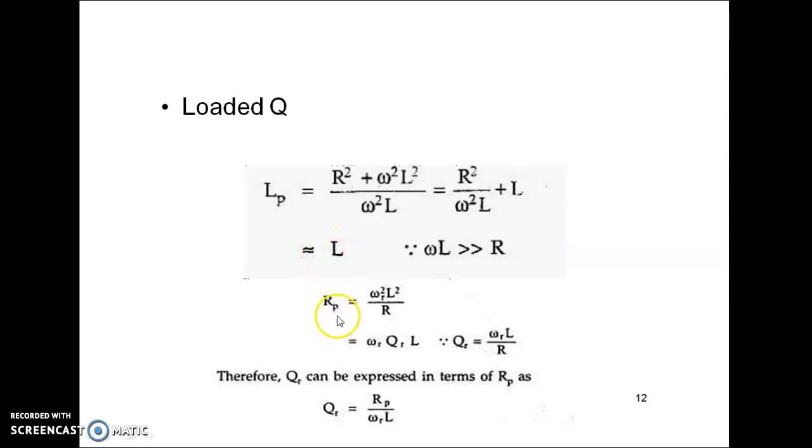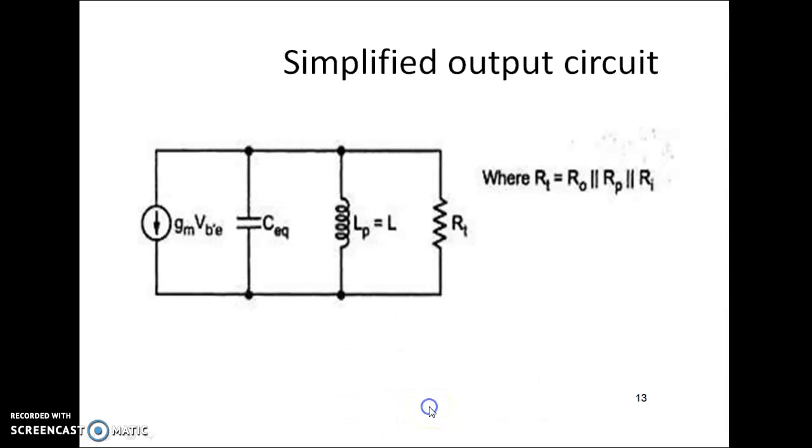And what is my RP? My RP is (R square plus omega square L square) by R, which can be rewritten as omega square L square by R. We know that the quality factor is given by omega L by R. Here this capital R will be nothing but my parallel resistance RP. So my Q is equal to RP by omega L. My quality factor is given by RP by omega L.